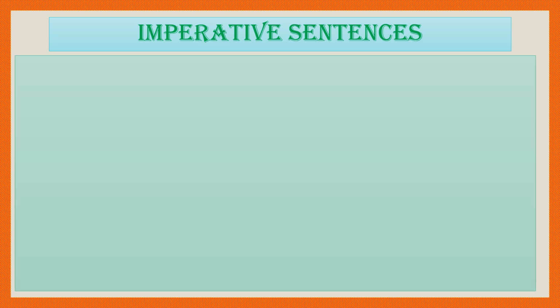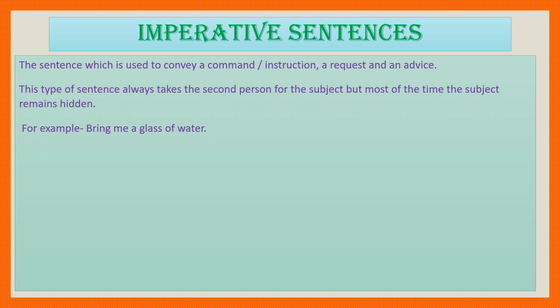Let us move towards the next type of sentence on the basis of the function, and these are imperative sentences. The sentence which is used to convey a command, instruction, a request, and an advice is called an imperative sentence. This type of sentence always takes the second person for the subject, but most of the time the subject remains hidden. For example, bring me a glass of water. Imperative sentences end with a period, or you can say a full stop or an exclamation point. Sometimes they can end with a question mark also.